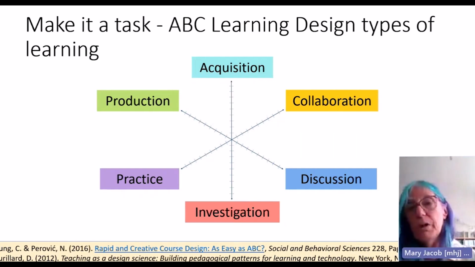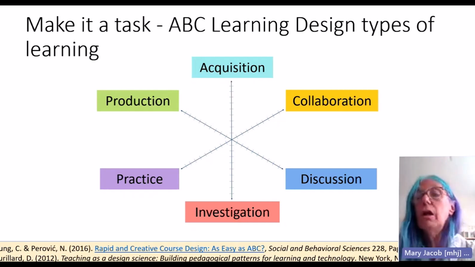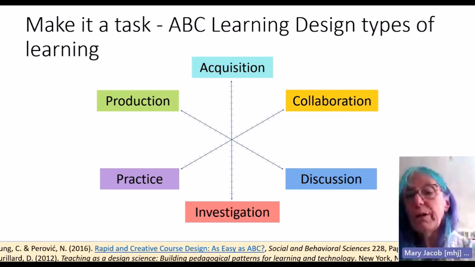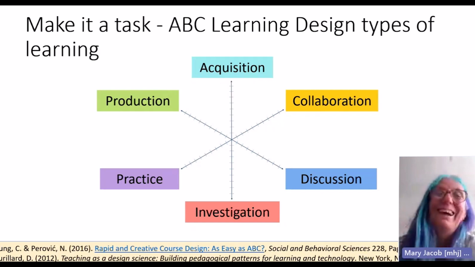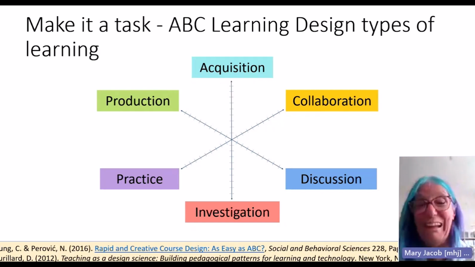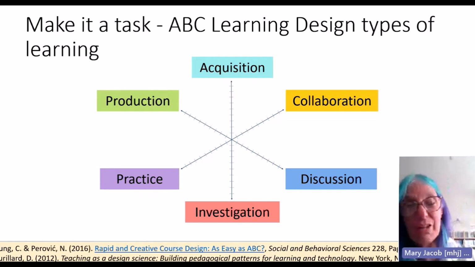Collaboration is where students work together to make something, do something towards a shared aim. Discussion, they'll probably have to discuss in order to collaborate. Discussions where they're talking to each other, not necessarily towards a particular aim, but it could be. Investigation is where they're going out, finding out new information. Practice, practicing a skill, whether it's making spreadsheets for business analysis or designing, you know, a generative AI thing, whatever it might be. And then production, of course.